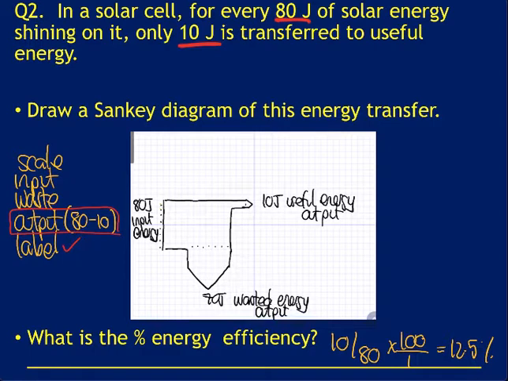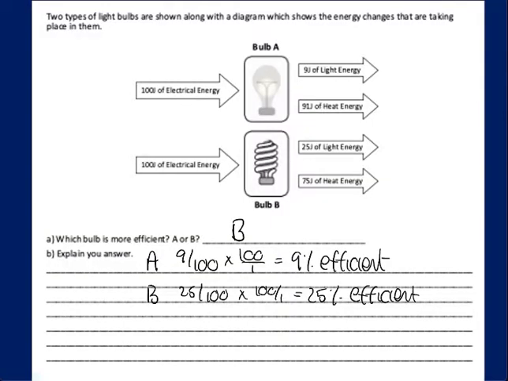The percentage efficiency then was 10 joules divided by 80, which was 12.5%. So again, not very good on its energy output. I apologize if I might have mixed up the order of the questions. Here we had to look at bulb A and bulb B, and you had to make the decision which was more efficient, and the only way you can do that is the maths. So when we do the maths, it turns out that it is B.